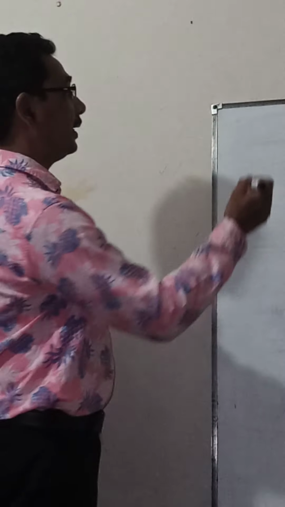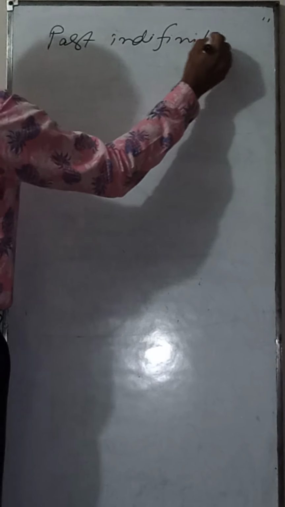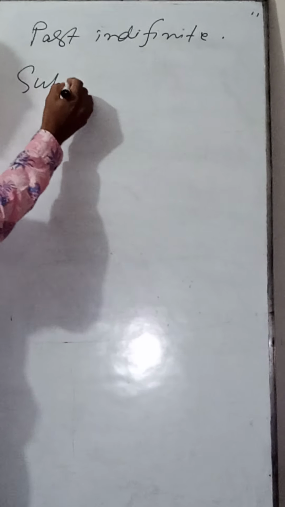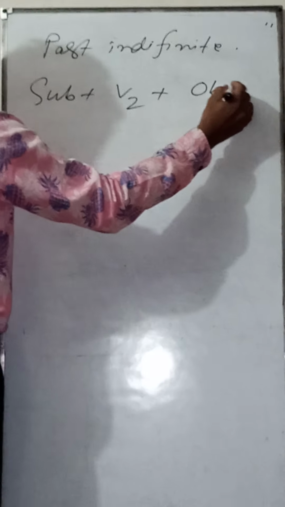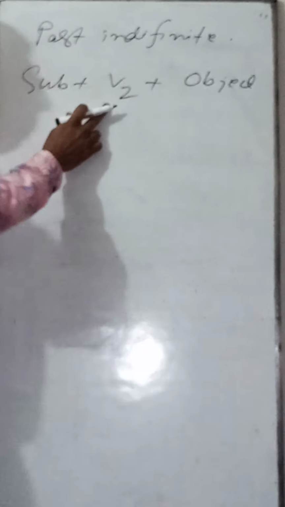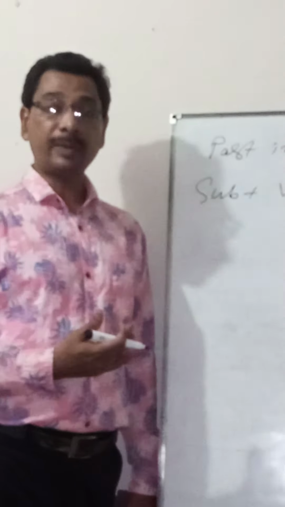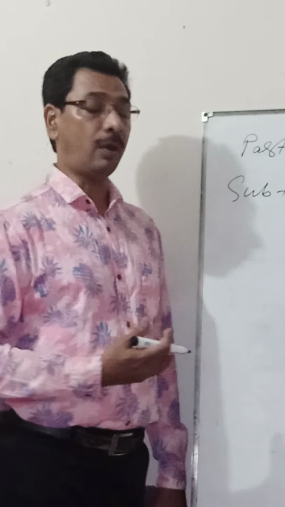If you see past indefinite, what is the structure of past indefinite? Subject plus V2 plus object. Okay, this is very simple. Here V2 means the past form of the main verb. V1 is the present form, V2 is the past form, and V3 is the past participle form. Subject plus V2 plus object.